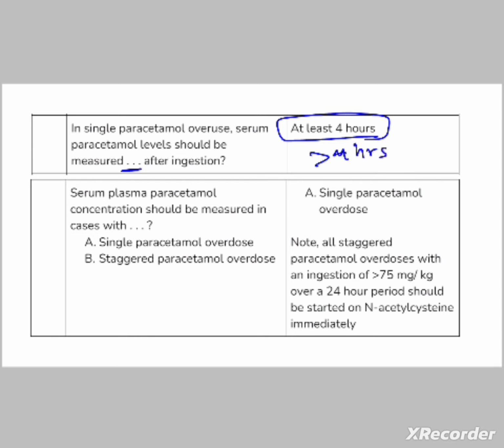Okay, so the next question, he is asking serum paracetamol concentration should be measured in cases with single paracetamol overdose or staggered paracetamol overdose. And just to know the word staggered, staggered means over more than 24 hours. So the patient didn't ingest too many tablets at once, but over 24 hours. And the answer here, we should check paracetamol concentration in cases with single paracetamol overdose, because it's more reflective of toxicity. And there is also a note that all staggered paracetamol overdose with ingestion of more than 75 milligram per kg over a 24-hour period should be started on N-acetylcysteine immediately. So we don't need to check paracetamol if the patient ingested this amount of paracetamol over a 24-hour period.